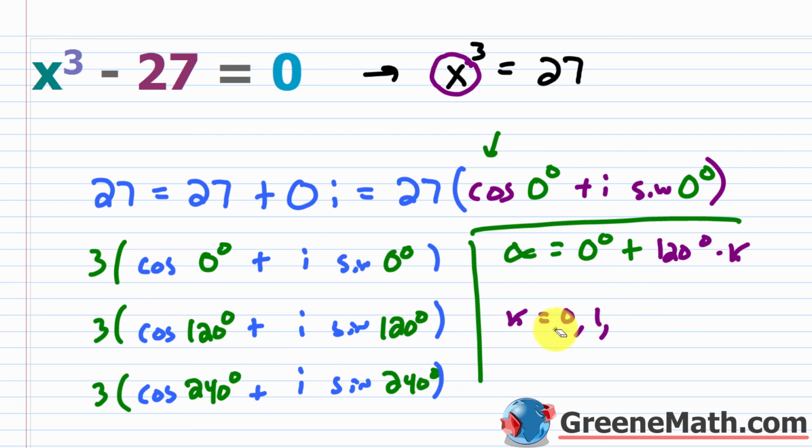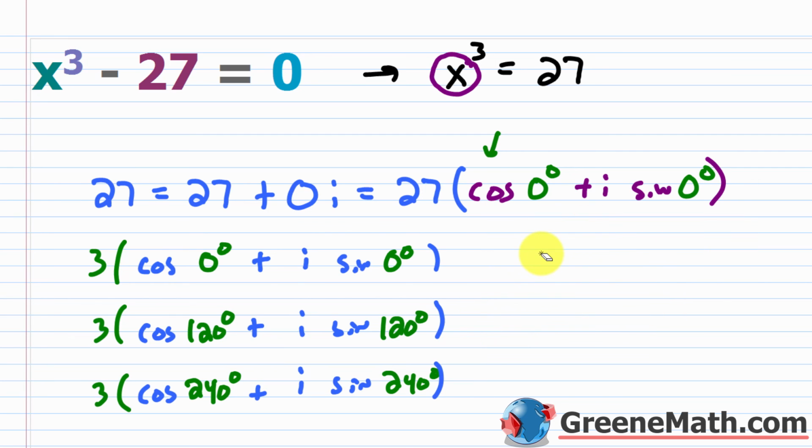Now, typically, if you were in an algebra class, you would not give this as your solutions, right? You would want to convert this back into rectangular form, okay? So how would we do this? The cosine of 0 degrees is going to be 1, and the sine of 0 degrees is going to be 0.